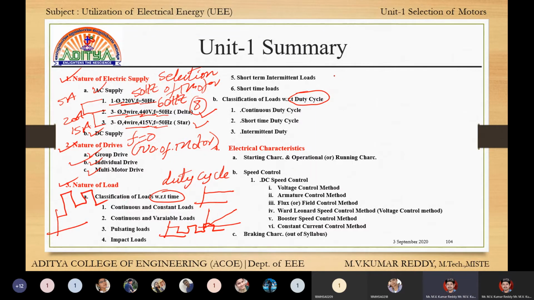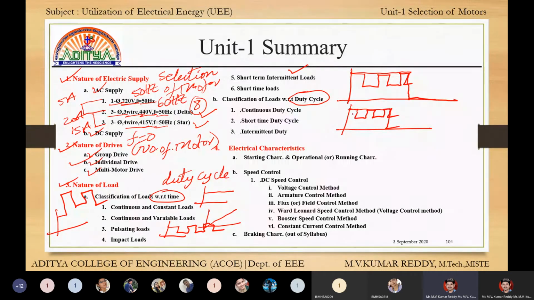Next one is short term intermittent loads. Suppose this is the on time and this is off time. In on time, again on and off will occur. That is called intermittent loads. Short term intermittent loads means T on is very small, and in this T on, we have small on and off loads.